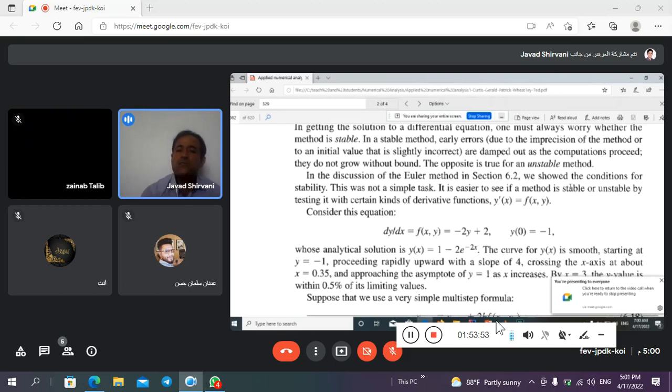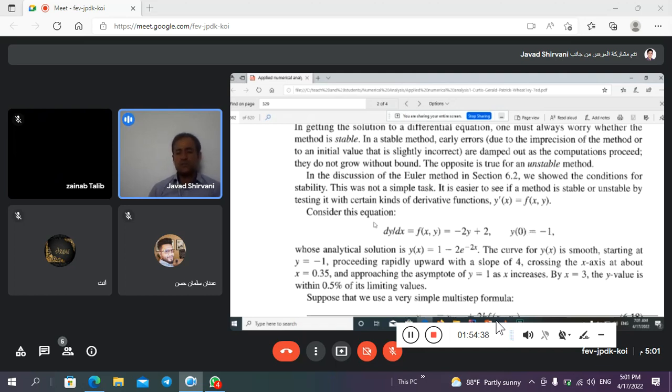The book says: in the discussion of the Euler method in section 6.2, we showed the condition for stability. This was not a simple task, but it is easier to see if a method is stable or unstable by testing it with certain kinds of derivative functions, y prime equals f(x, y). Consider the differential equation we have here: dy/dx equals f(x, y) equals minus 2y plus 2, with this initial condition.